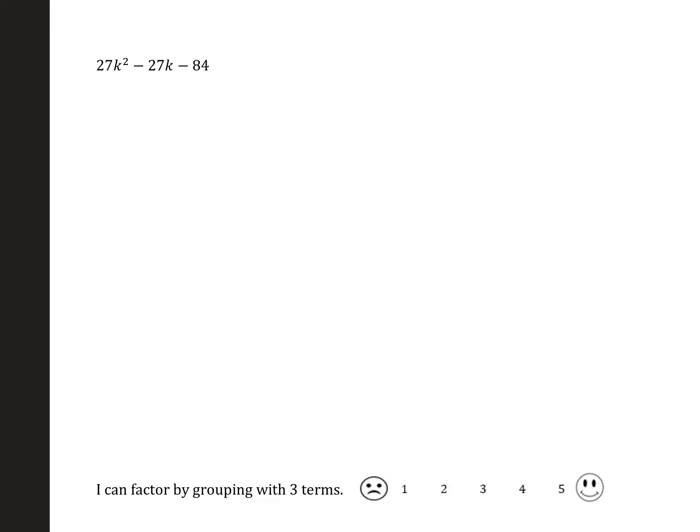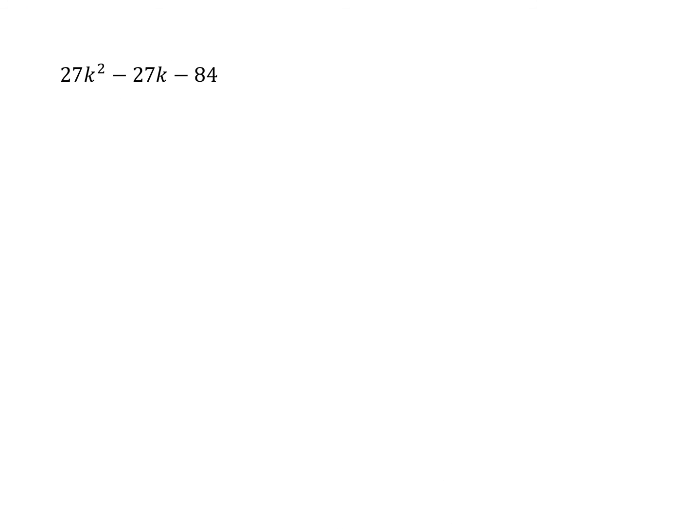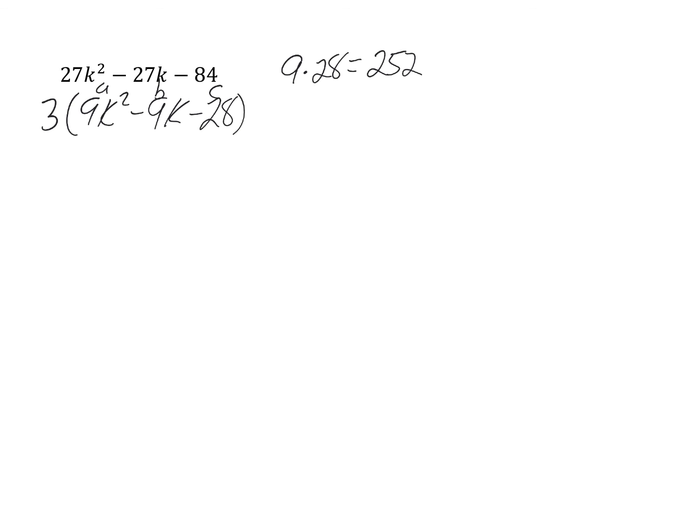Perfect. Okay, go ahead and take a second and try this one out. So think about your GCF. Hint, hint, this one does have a GCF. Okay, so 27 and 84, their GCF is 3. So that leaves me with 9k squared minus 9k minus 28. So again, this is A, this is B, this is C. So we have 9 times 28. Well, 9 times 28 is 252.